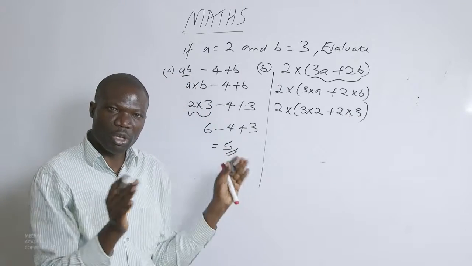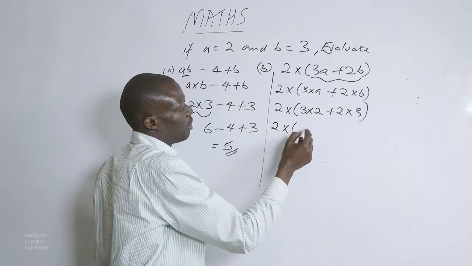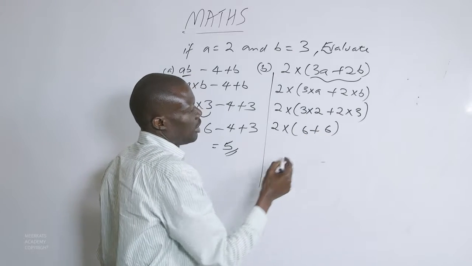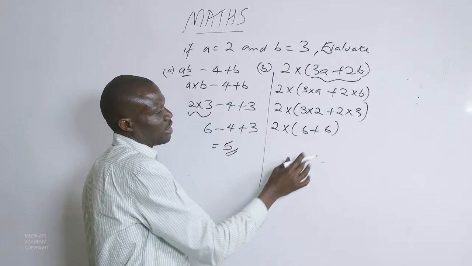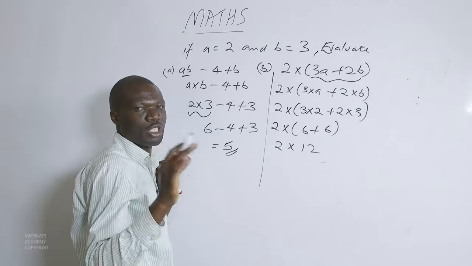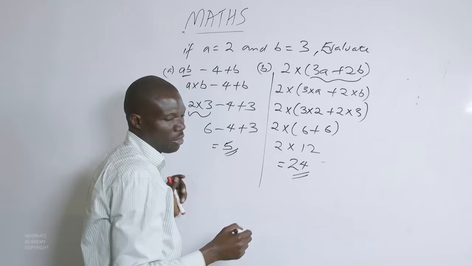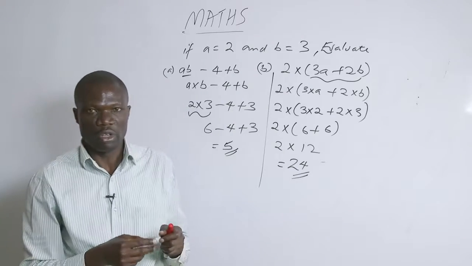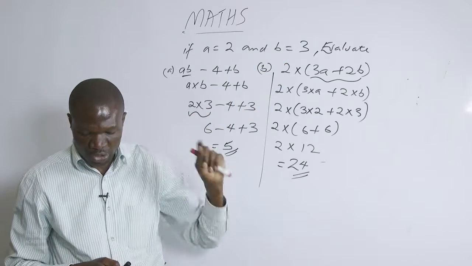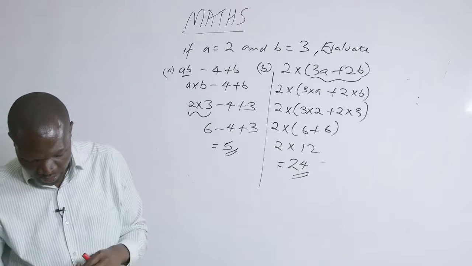Inside the bracket, we deal with multiplication first from the left. This is 2 times, in bracket, 3 times 2, which is 6, and 2 times 3, which is 6. So we find that we are adding what is inside the bracket. This is the same as 2 times 12, the sum of 6 and 6. So 2 times 12 gives us 24. So we have been able to evaluate a question involving 2 pronumerals given their values as we substitute.